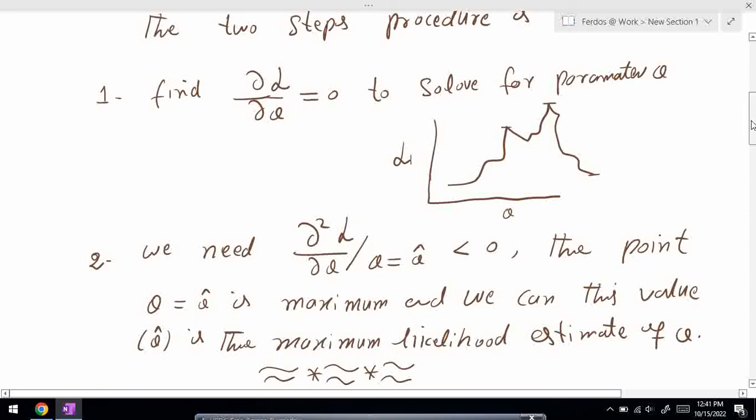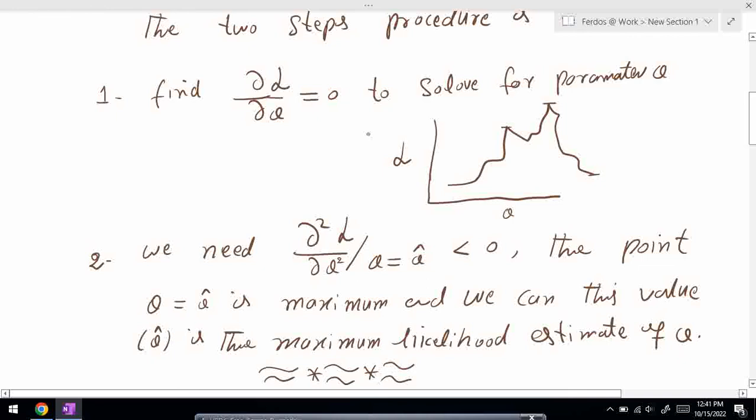In the second step, we need to calculate the second partial derivative. In the first step, when we solve the first partial derivative and equate it to 0, we get some point for theta, but we don't know whether it is a maximum or minimum. In the second step, we calculate the second partial derivative with respect to theta. This should be squared.